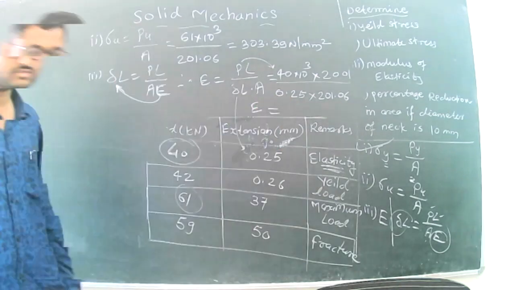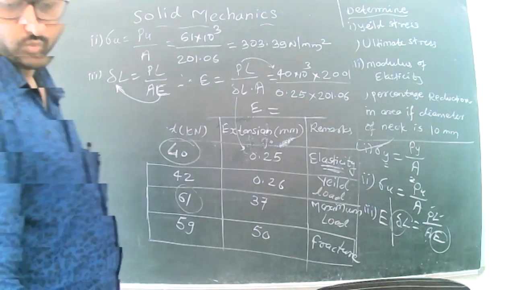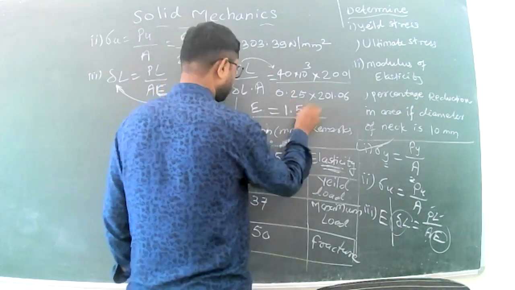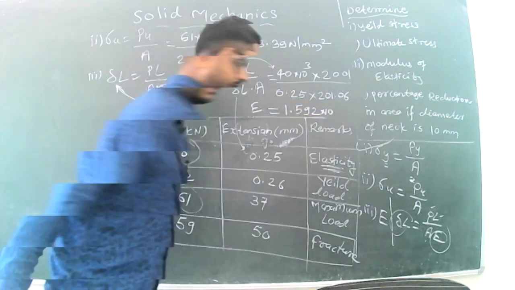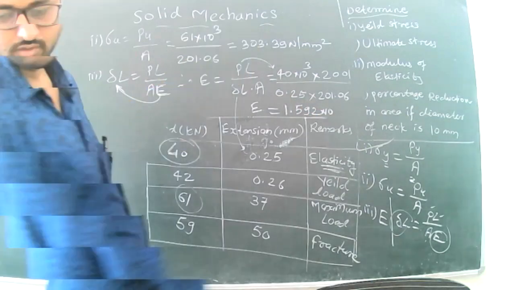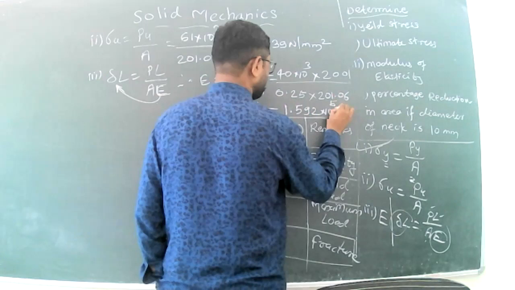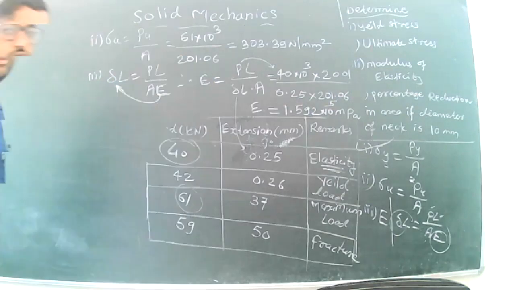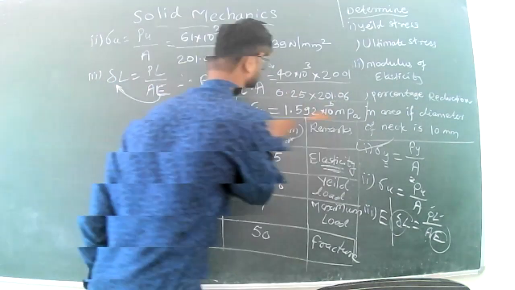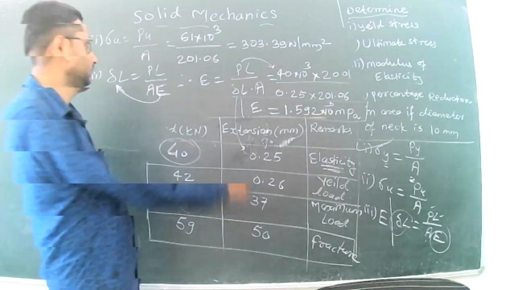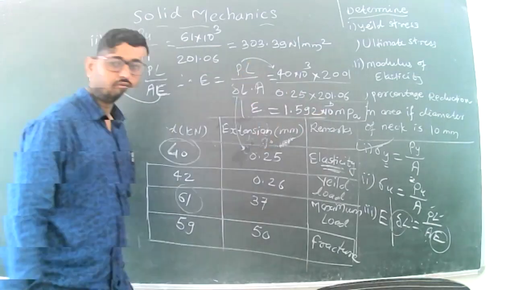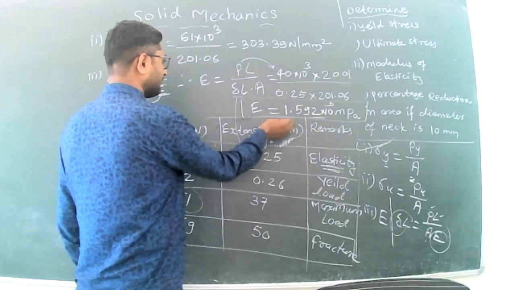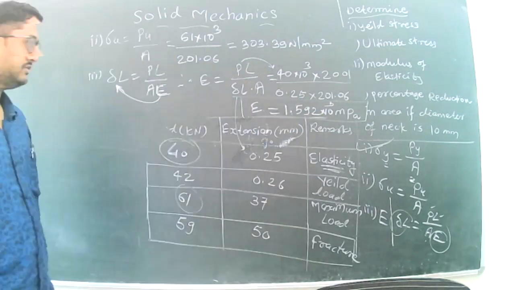Modulus of elasticity E is equal to 1.592 into 10 raised to 5 megapascal. So the third unknown is E, modulus of elasticity. How to find E? We have the equation PL upon delta L into A, and from this, by calculation, we get the answer for modulus of elasticity.